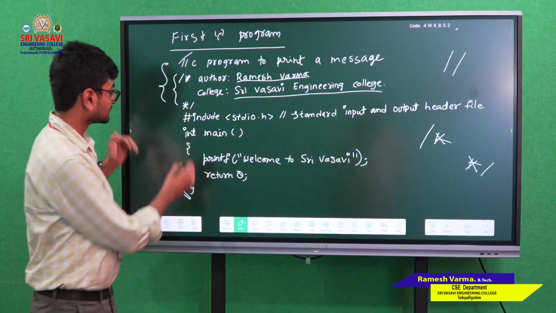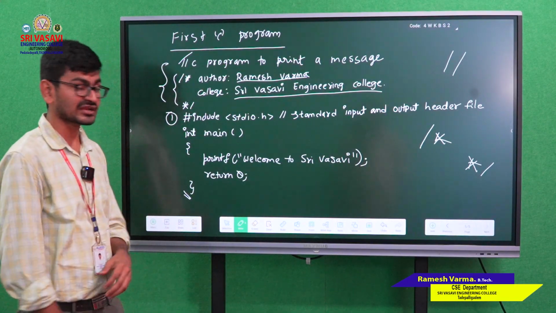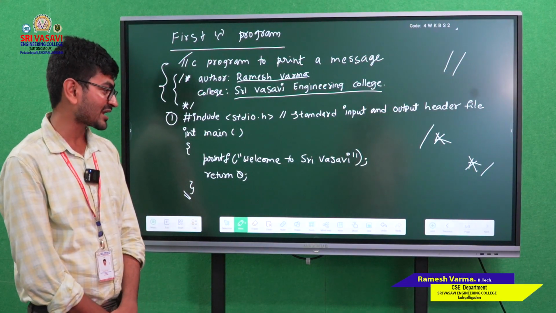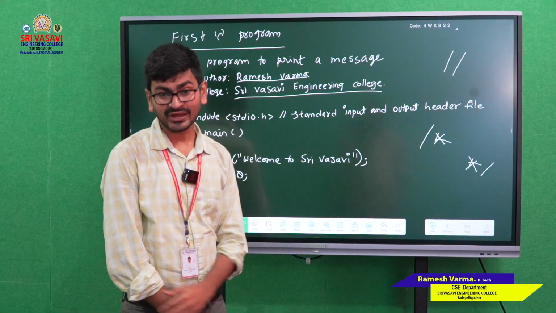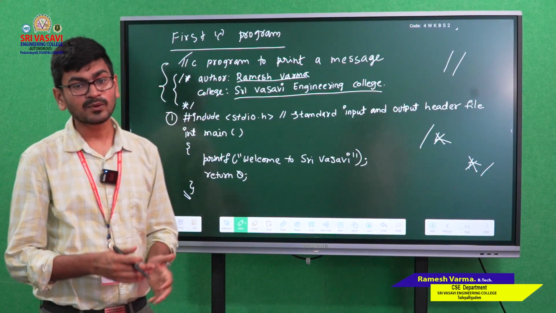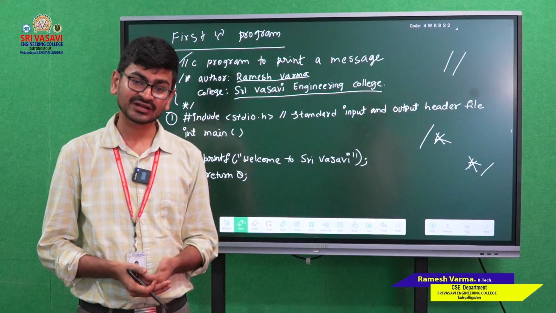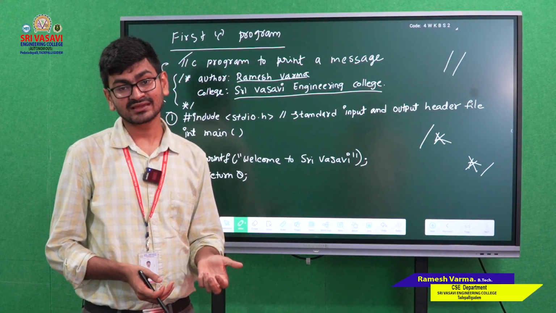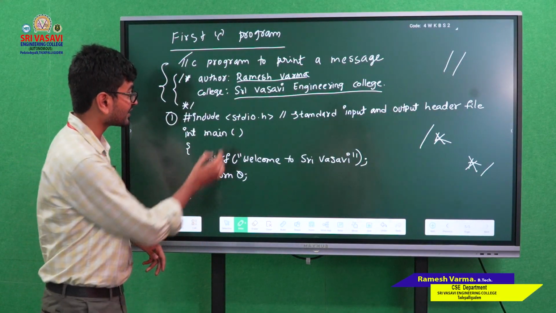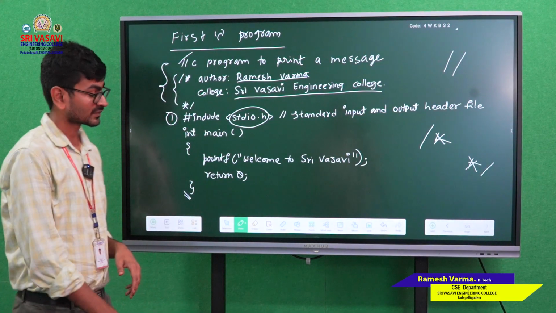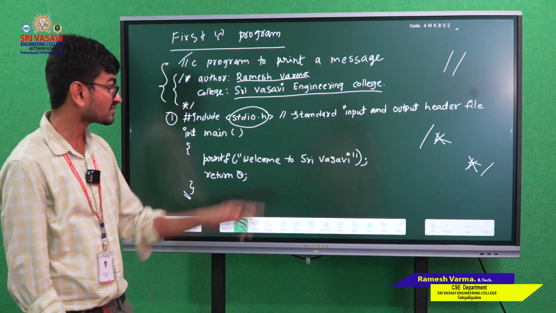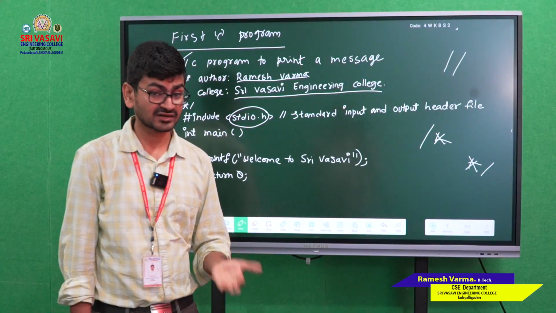And this is the first line, hash include stdio.h. So stdio.h, as I said earlier, is the standard input output header file. That means functions like printf and scanf. With the help of printf, we can print one message to the output screen. With the help of scanf, we can take input from the keyboard. So these are all input and output functions which are defined in stdio.h. If you want to use printf and scanf functions, we have to include this file. This is called a library file, or some may say header file also.